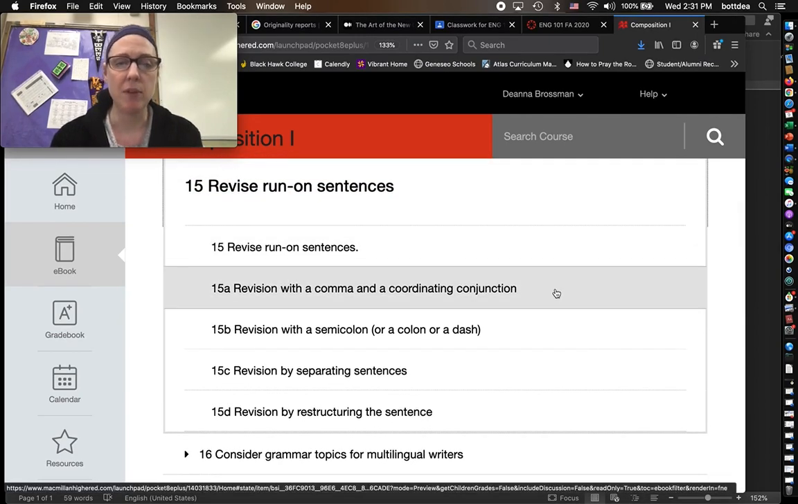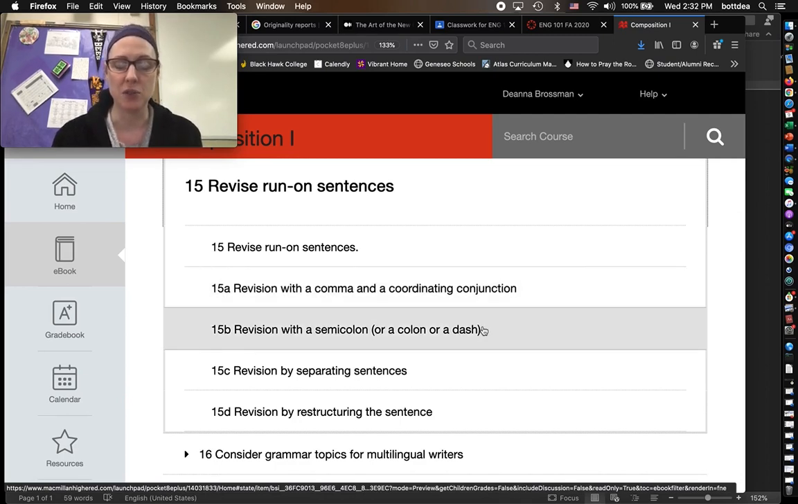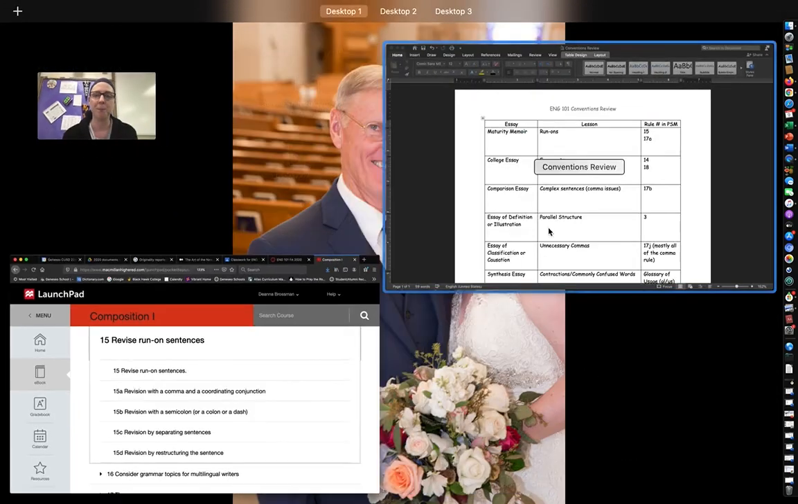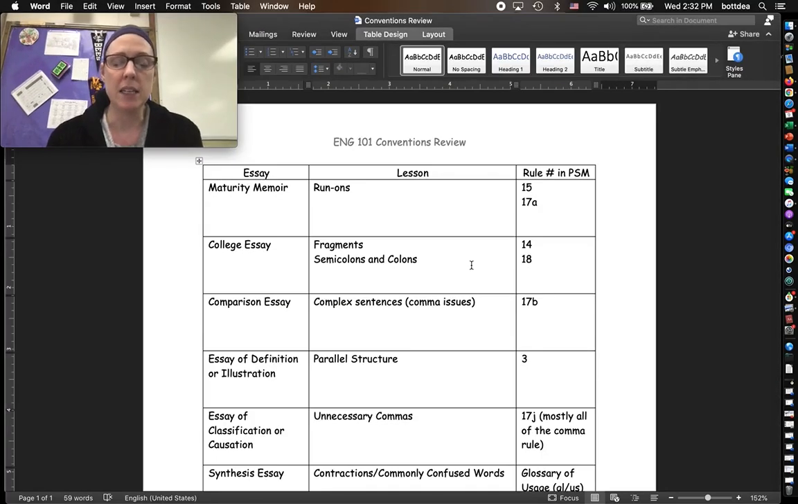Most of the time, if you guys are still having problems, it's because you're using a coordinating conjunction but you're forgetting the comma. So you need to make sure that that comma goes before the coordinating conjunction, or you're still having issues with your semicolons, right? Or sometimes, remember, you just need to separate the sentences or restructure the sentence so that it sounds a little bit better.